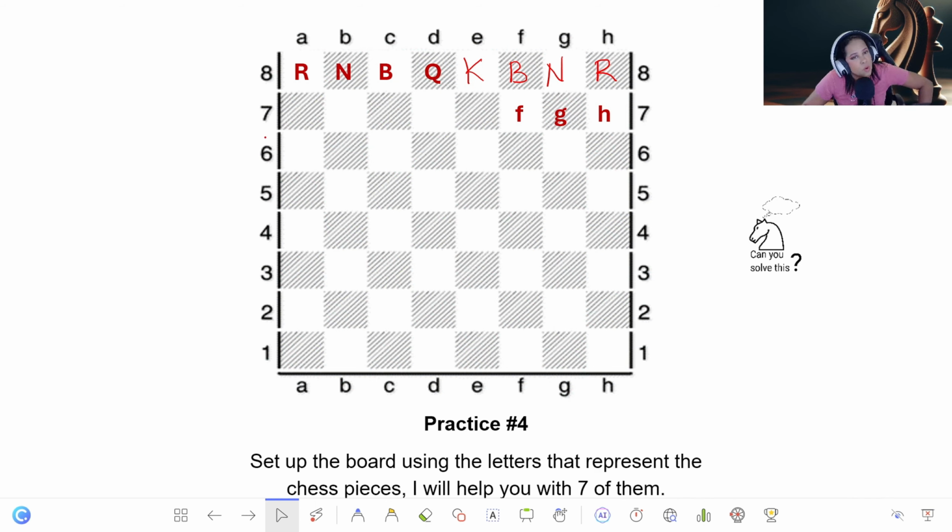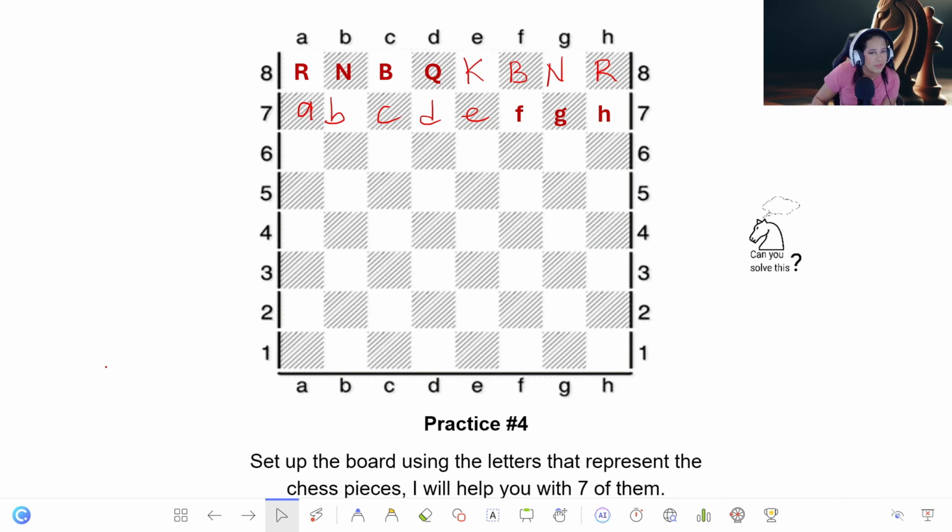Now, for the pawns, you have to write just the letter of the square. So this is A, B, C, D, and E. Now, I recommend that you pause the video now and try to do the other side by yourself. And then when you finish, you unpause the video to check if you did it right.